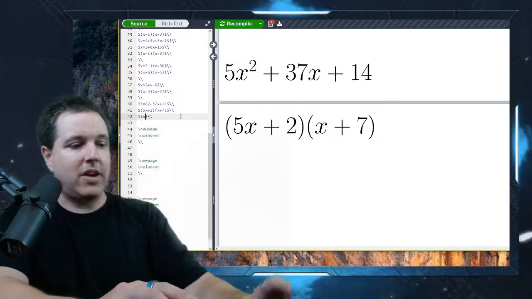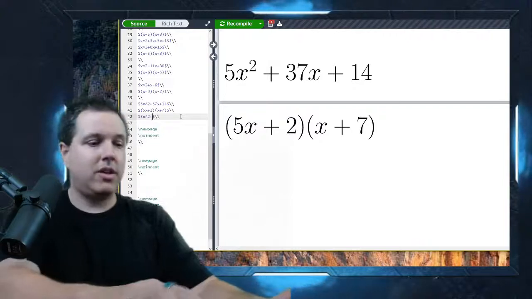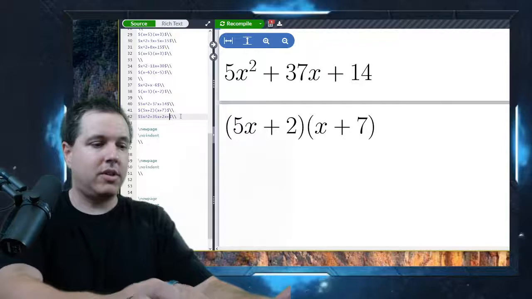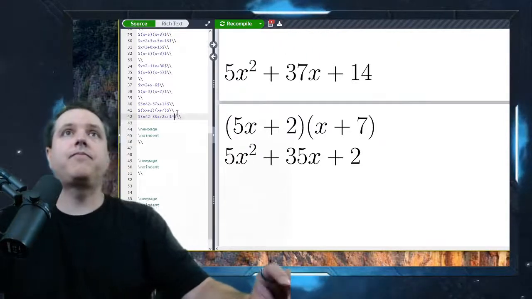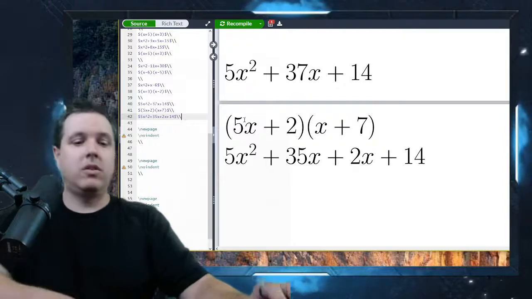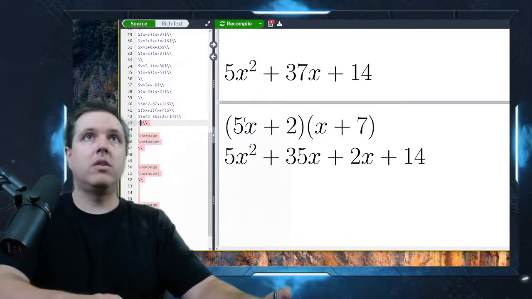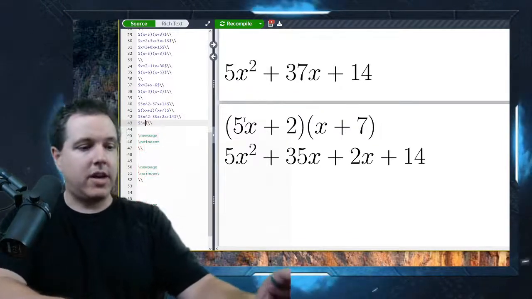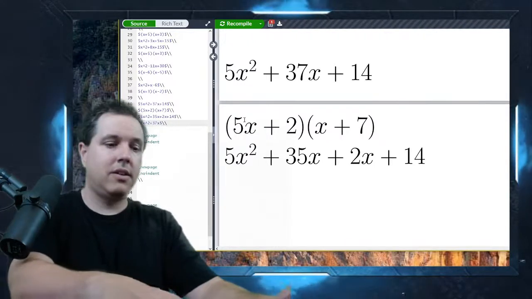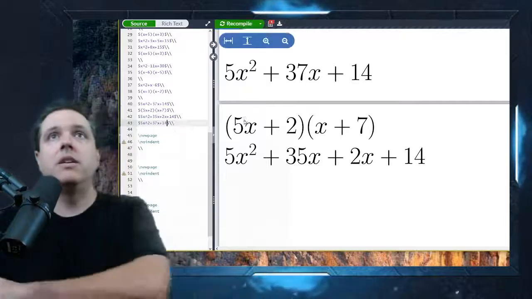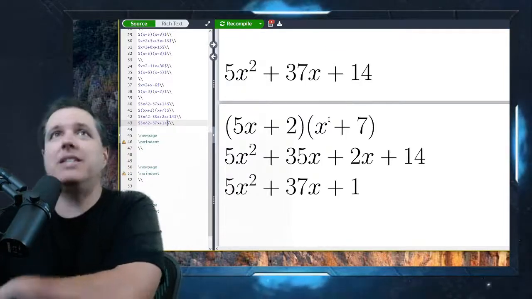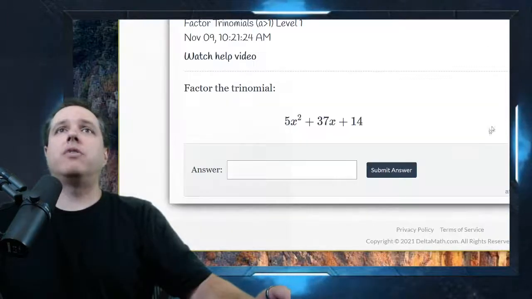So this will be 5x squared plus 35x plus 2x plus 14, which is 5x squared plus 37x plus 14. Yeah, that seems right. So it looks like I got the factoring right, but see how it's not quite as easy? So let's try it over here.